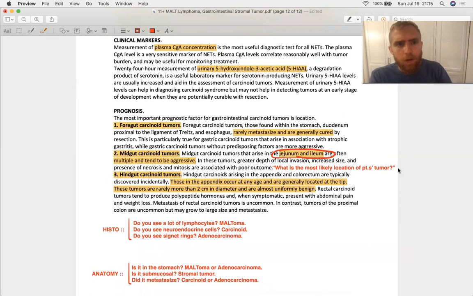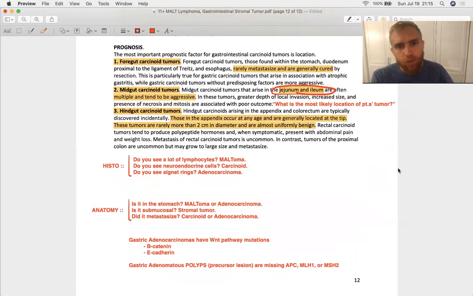How do we diagnose this? Plasma CGA concentration is a good sensitive marker of neuroendocrine tumors. To diagnose carcinoid syndrome, we'll take urinary 5-HIAA, hydroxyindole 3-acetic acid. And you're not going to see urinary 5-HIAA, which is a serotonin breakdown product, if the thing hasn't metastasized, because there's going to be no serotonin to break down into 5-HIAA. It'll only be if the thing's already metastasized elsewhere than the gut that you're going to see that level elevated, and the patient will have the carcinoid syndrome too, most likely.